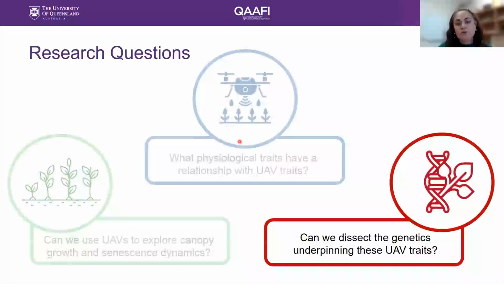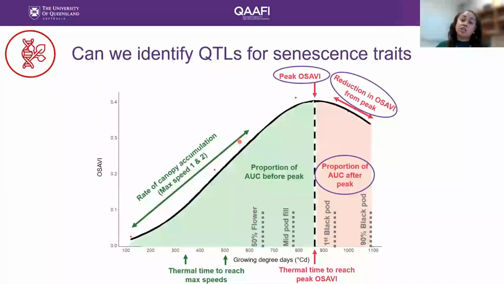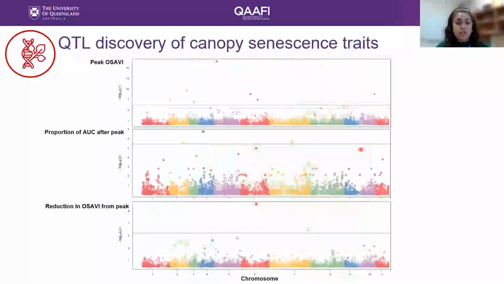So for the final objective, I wanted to really explore if we can dissect the genetics of some of these UAV traits. And so I just wanted to look at some of these senescence traits as a bit of a case study. So the peak OSAVI, the reduction in OSAVI from the peak, and the proportion of area under the curve after the peak. So from doing a GWAS, undertaking a FarmCPU approach, we looked at the three traits, and we can identify that there are significant QTL associated with them.